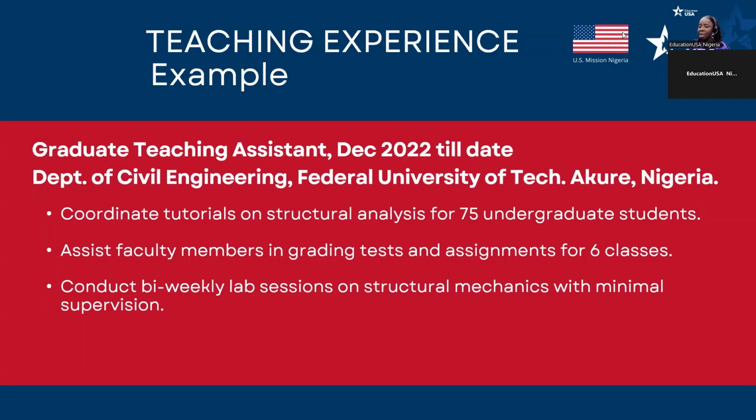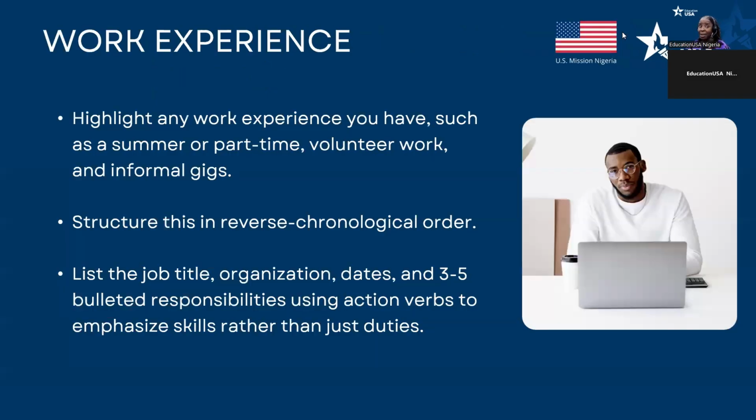Some people now list all the 6 classes. If possible, some people come and list all the 75 names. I'm like, I don't want to see all this, reduce it. Conduct bi-weekly lab session. You see, it's very, very summarized. So I can tell, oh, the person did an assistantship, and these are the things the person achieved while being a TA. The same thing applies for work as well.